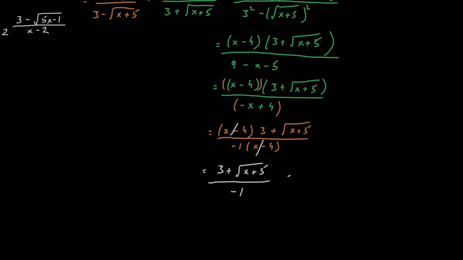Now let's try substituting for x again. 3 plus under root 4 plus 5 divided by negative 1. So it would become 3 plus under root 9 divided by negative 1, which will be 3 plus 3 divided by negative 1, and it is negative 6. So negative 6 is your answer.